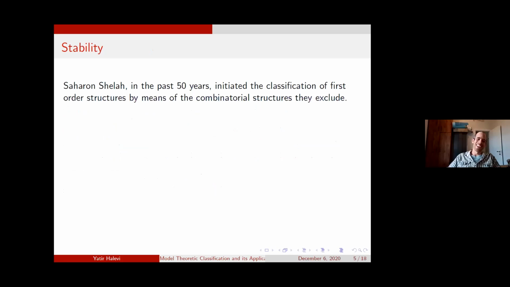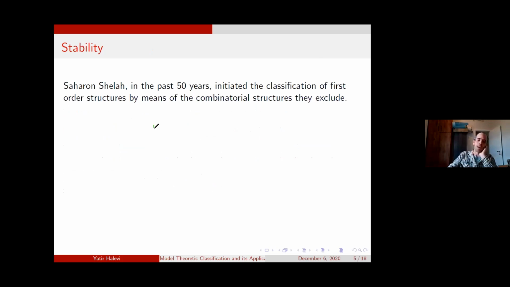Okay. So Sharon Shelah from the Hebrew University started already in his PhD thesis. His goal was something else, but while proving his PhD, he initiated a classification of first-order structures by means of combinatorial structures they exclude. So I'll give examples, but what do I mean by that?